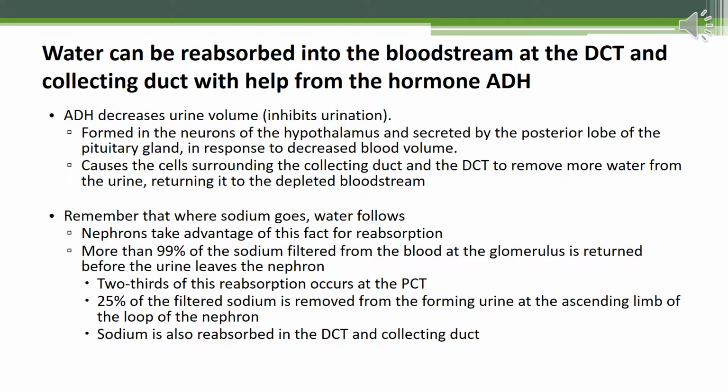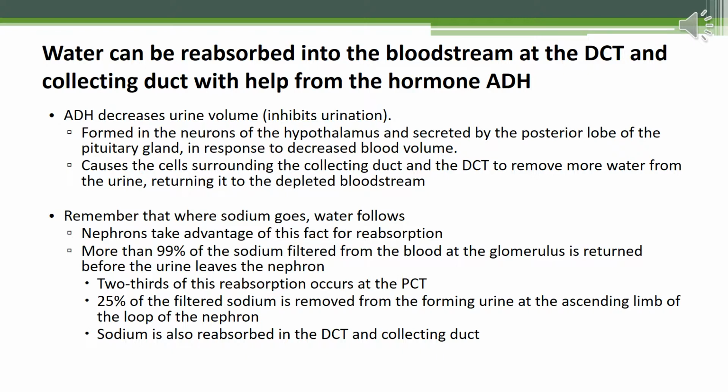Now we're going to talk about the hormonal controls over the urinary system. The first one we're going to talk about is ADH, or antidiuretic hormone. This hormone is responsible for decreasing urine volume, such that it inhibits urination, or makes you not have to urinate. It is formed in the neurons of the hypothalamus and secreted by the posterior lobe of the pituitary gland in response to decreased blood volume.